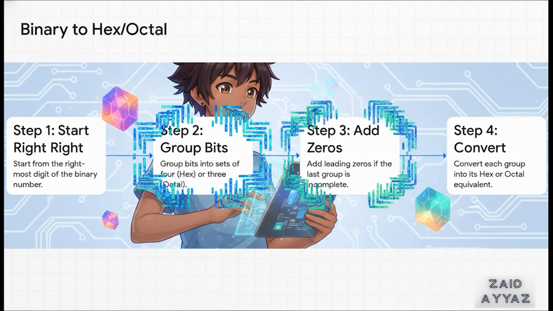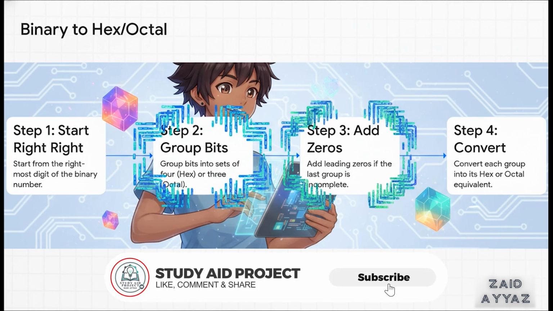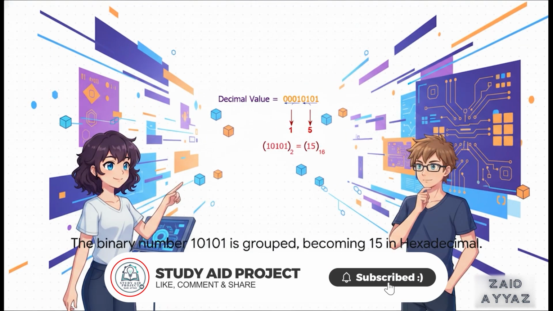Now, believe it or not, converting from binary to other systems like hexadecimal is actually even easier. The whole trick is grouping. You don't have to do any complex math, you just group the binary digits. For hex, you put them in sets of 4, and for another system called octal, you group them in sets of 3.